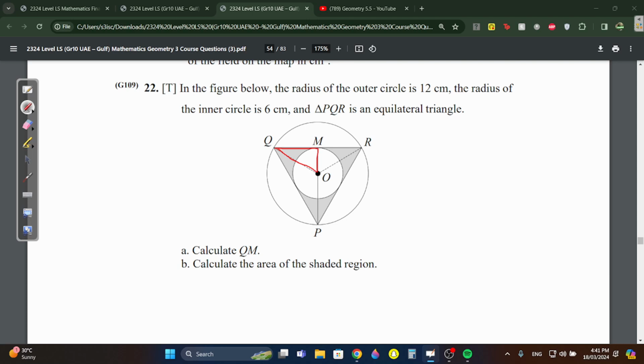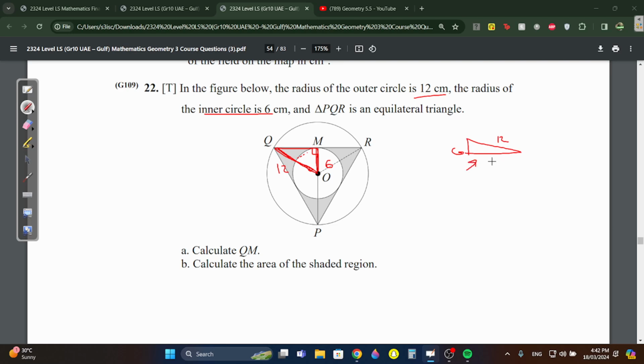OM is 6 because they said the radius of the inner circle is 6. This is the inner circle and this is actually a radius, yeah? So it's 6. And then OQ is 12 because this is also the radius of the bigger circle, which they said is 12. Look here. 6, 12, and 6, 12 is the hypotenuse, yeah? Because the right angle is here, 12 is the hypotenuse.